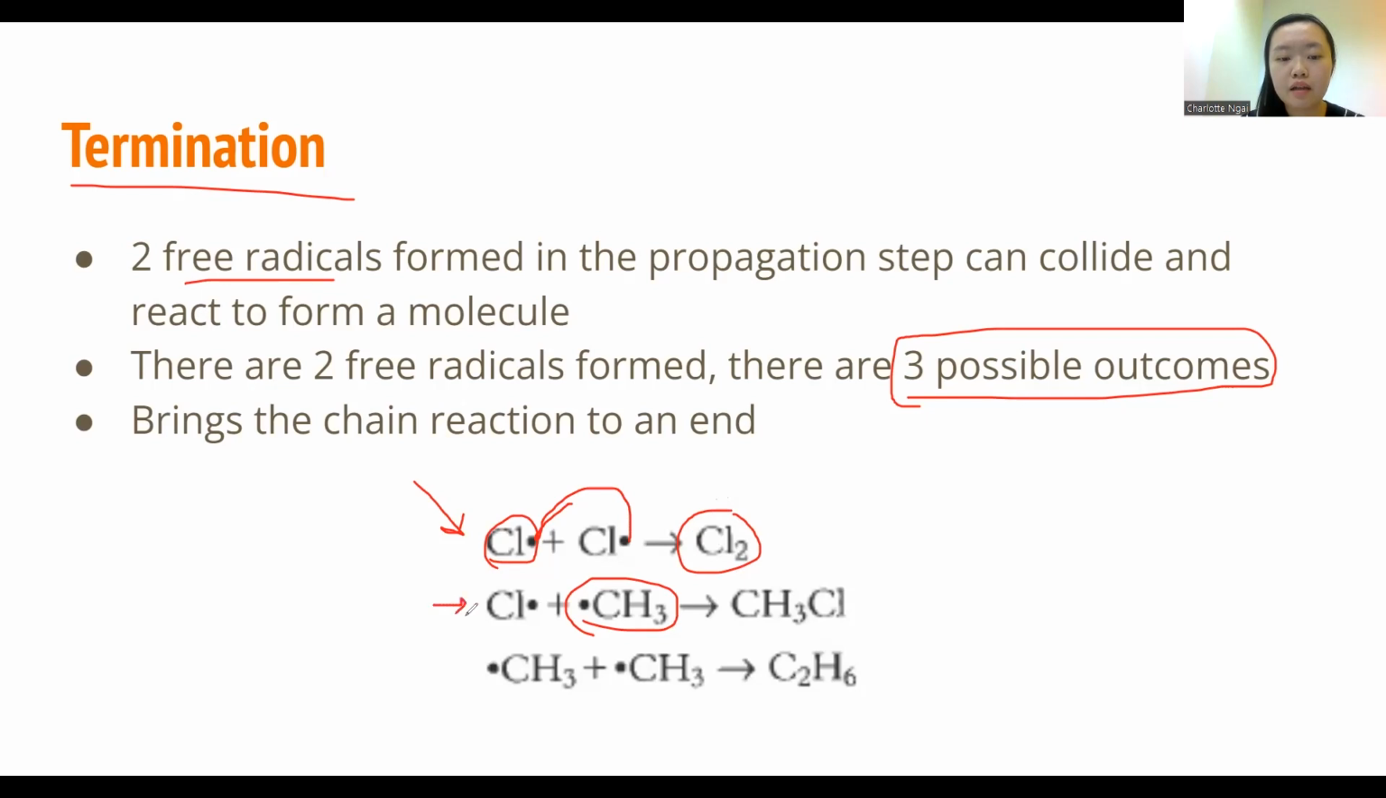The second outcome is when I have a Cl free radical and a methyl free radical, they will form a bond, and I will get a CH3Cl molecule. Finally, if I have two methyl free radicals, what will I get? I will get a C2H6 molecule. So this is how we bring the chain reaction, which is like a cycle, to an end by the termination step.